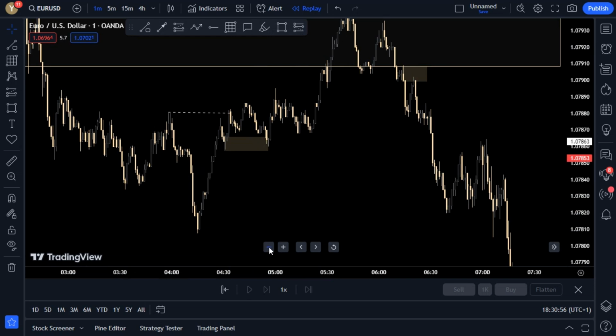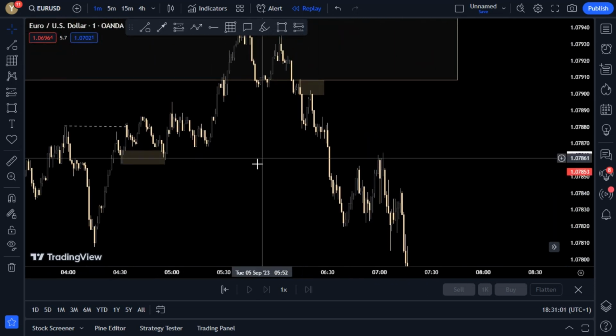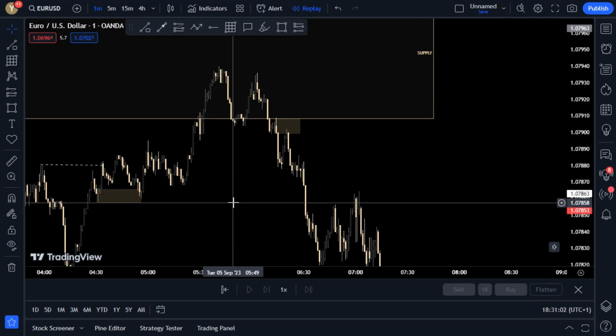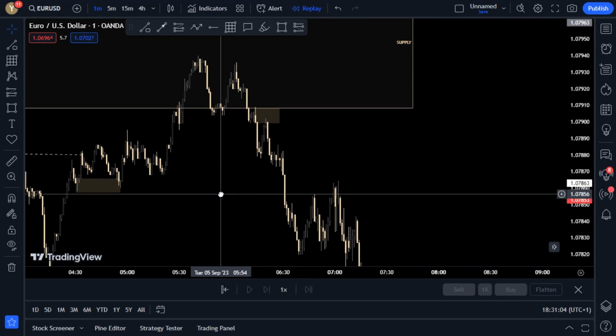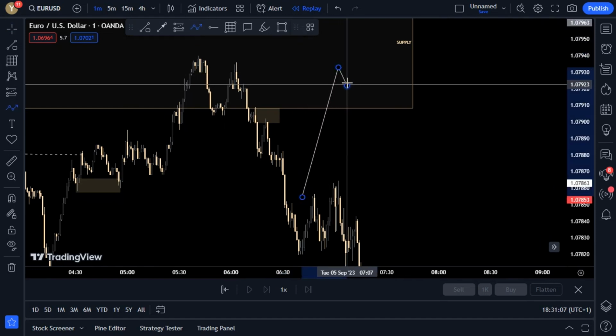It doesn't meet our criteria at all. The way we do it, if you don't get entry on the first 3 legs, then we just leave it. Which means, for example, this is a POI, price comes into our POI, and finally breaks in.